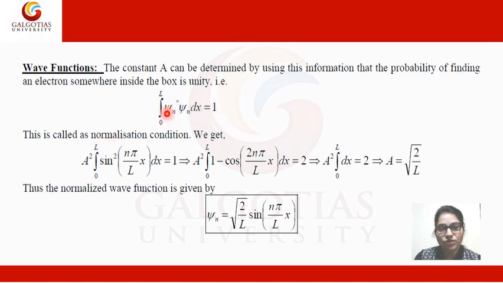So just put the value of psi n. We get A squared times the integration from 0 to L of sin squared (n pi x upon L) dx. When we integrate this, we get A equals root 2 by L. Putting A equals root 2 by L in our wave function, psi n equals root 2 by L sin(n pi x upon L) is the normalized wave function corresponding to the energy E n equals n squared pi squared h cut squared upon 2mL squared. This represents the normalized wave function and energy eigenvalue for the particle confined in a 1D box.